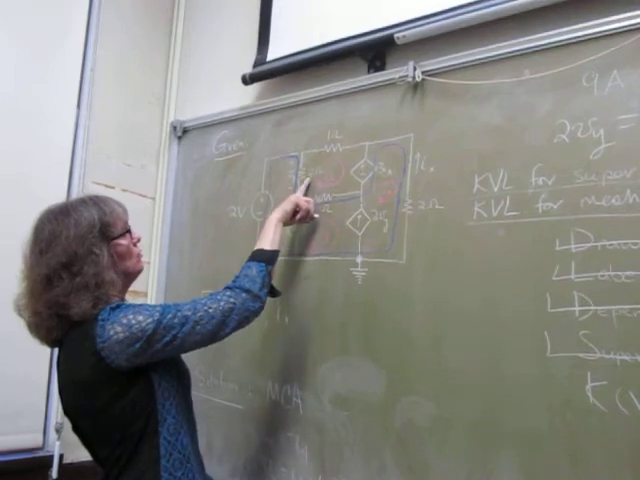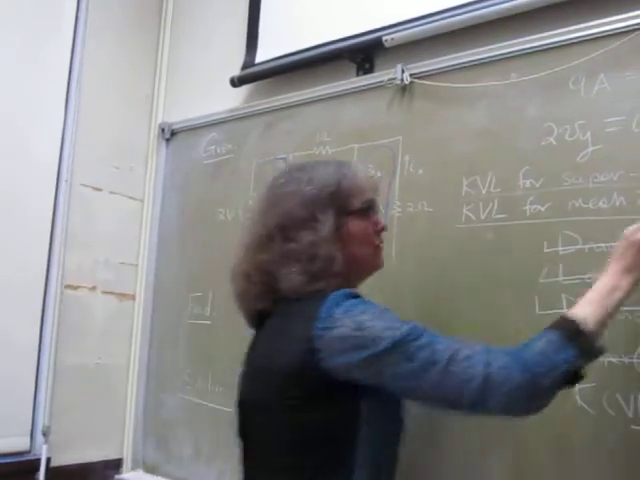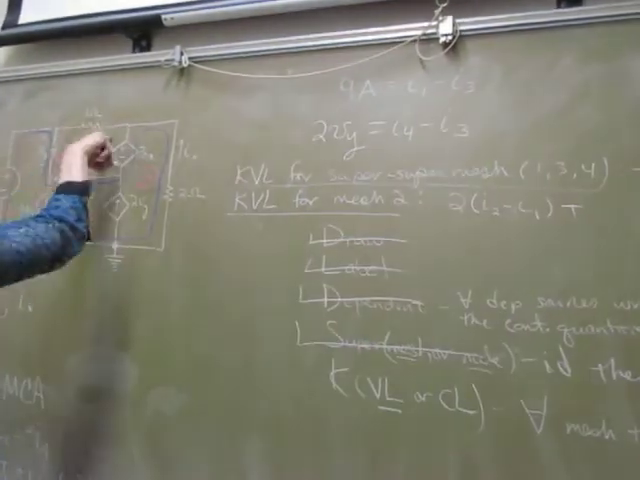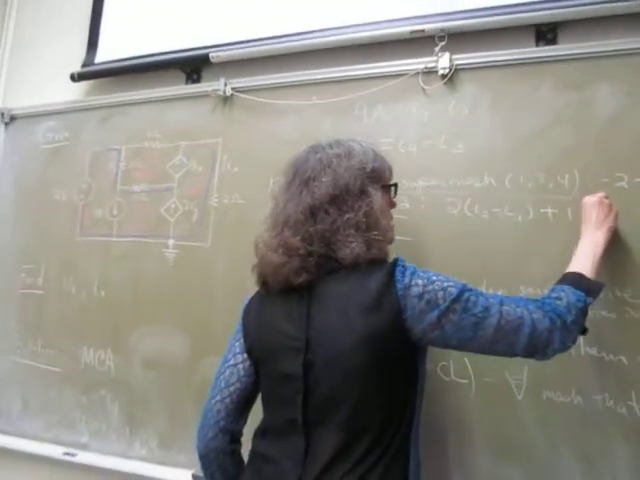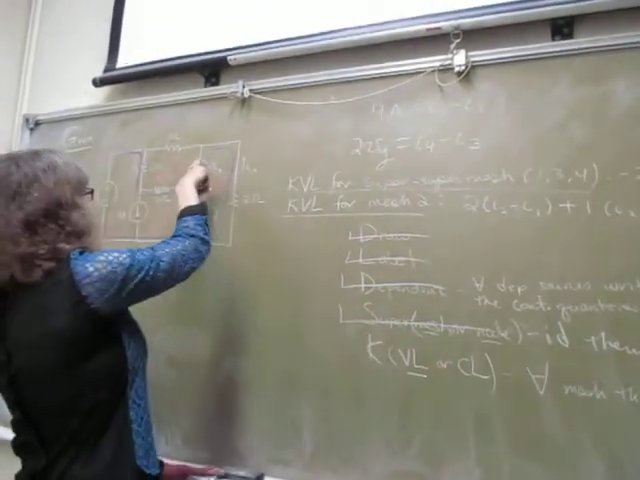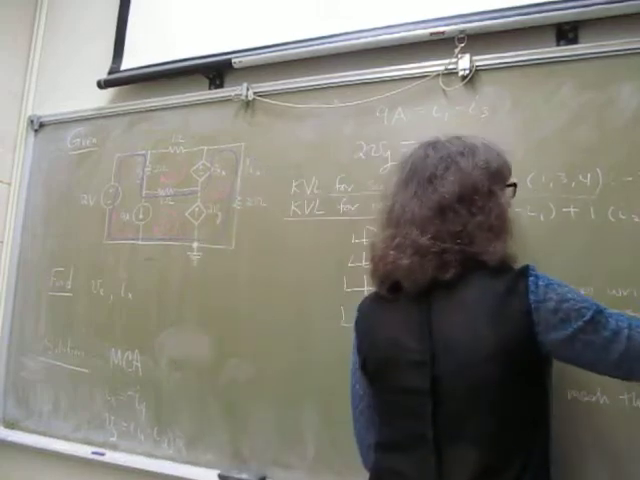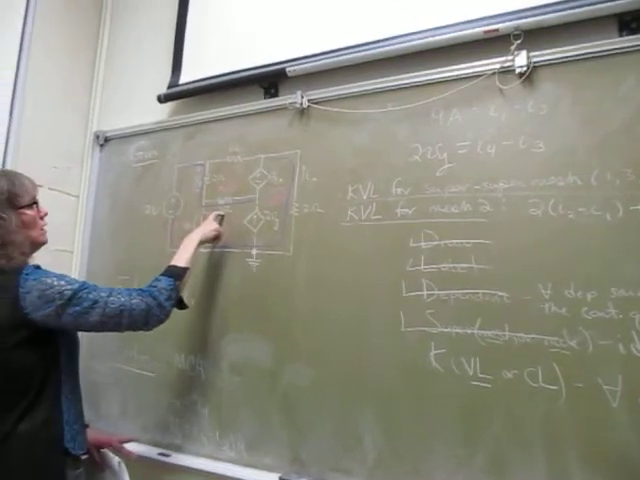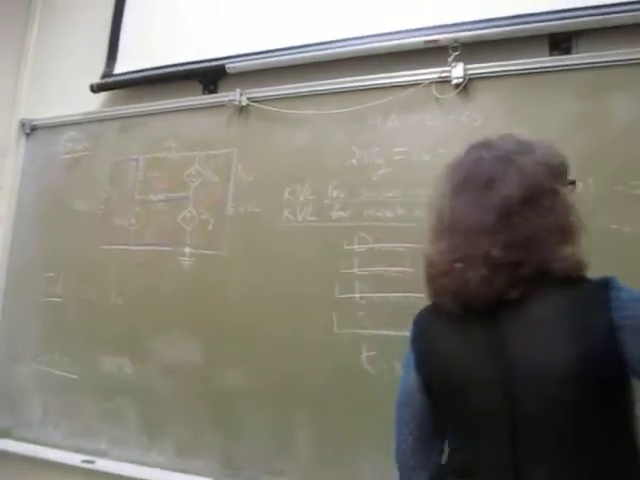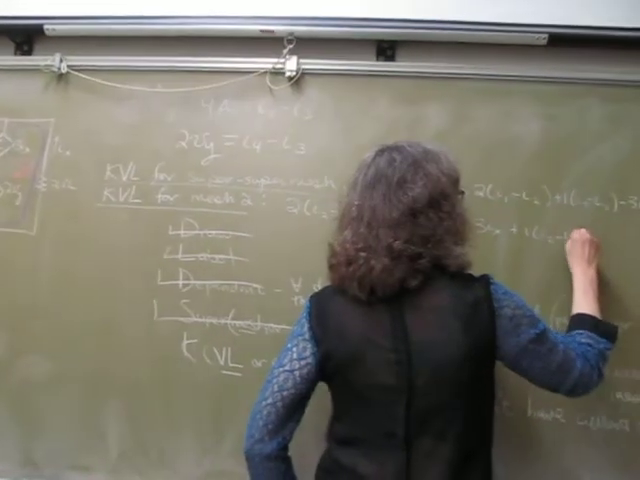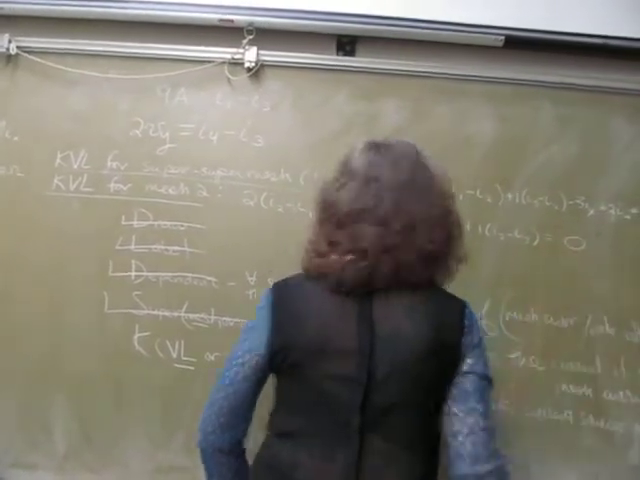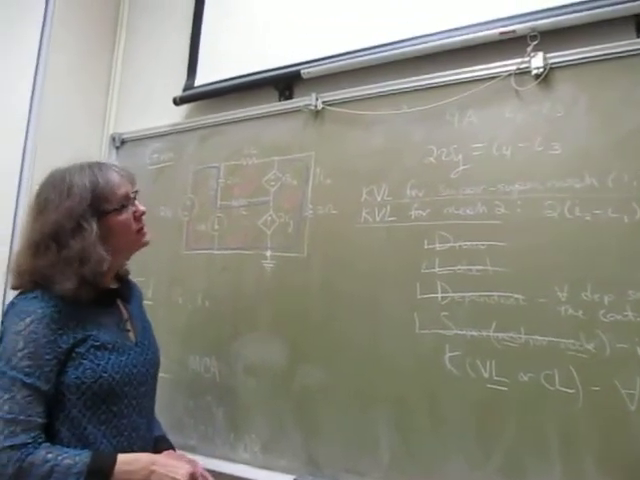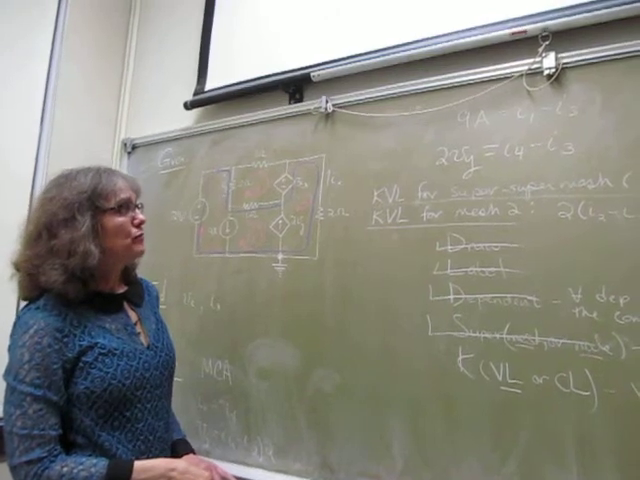Okay, so let's see. We've got 2 times I2 minus I1, plus 1 times I2, plus 3ix, because again, that is a voltage, even though it looks like a current, it's not, it's a voltage. And then plus 1 times I2 minus I3. And now I'm back at the beginning, so I went around the whole mesh. There's my equation.